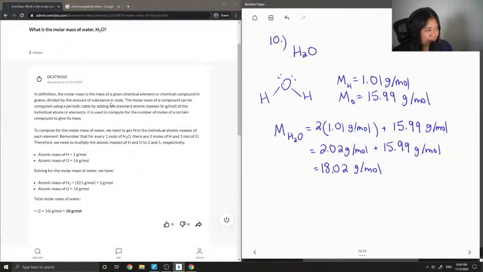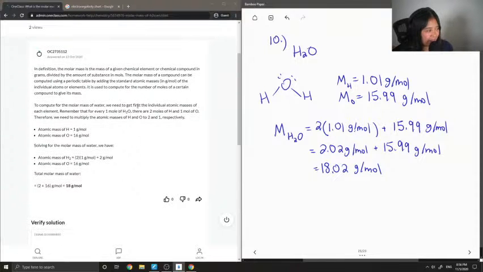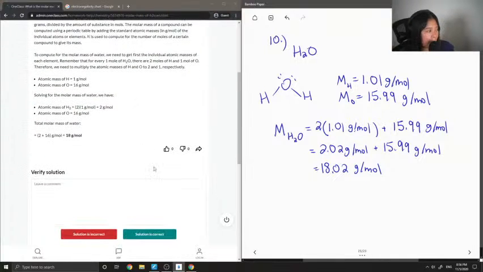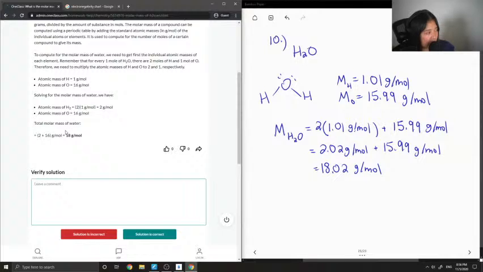To compute for the molar mass of water, we need to get first the individual atomic masses of each element. Remember that for every 1 mole of H2O, there are 2 moles of H and 1 mole of oxygen. Therefore, we need to multiply the atomic masses of hydrogen and oxygen to 2 and 1 respectively. So you can see that they did that and got the total molar mass of water, which was 18 grams per mole. So this solution is correct.